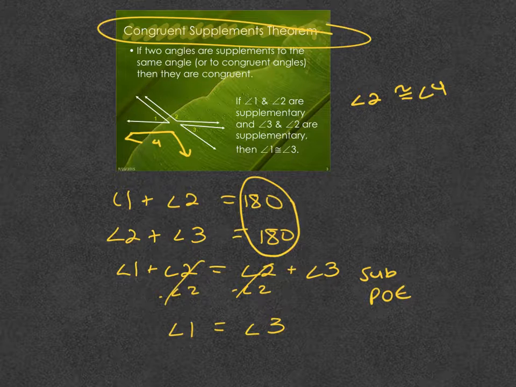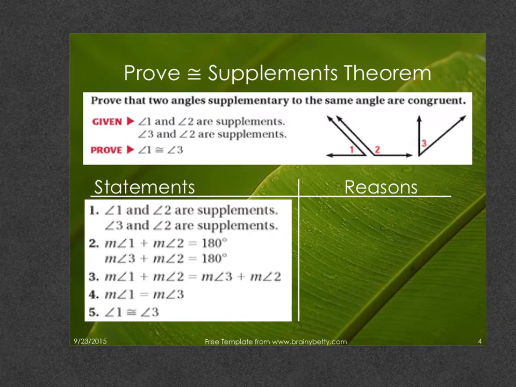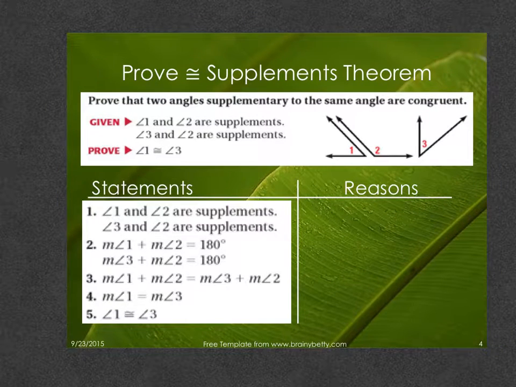So typically the given would be 1 is supplementary to 2, 2 is supplementary to 3. What you prove would be 1 is congruent to 3. The given is given. The reason would be the congruent supplements theorem. And this is what we just talked about, right? So if I had a given that said 1 and 2 are supplements and 3 and 2 are supplements, I want to prove 1 equals 3, or 1 is congruent to 3. This is what we just said, right?